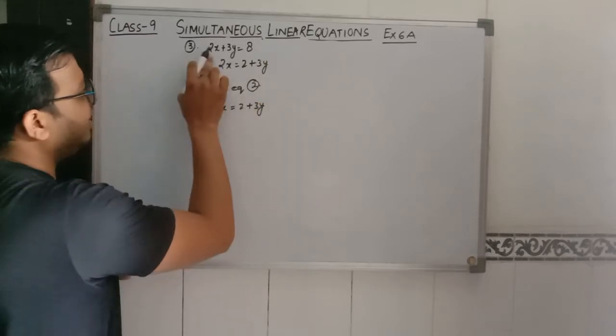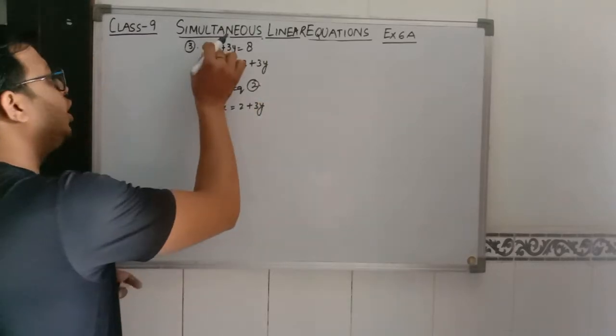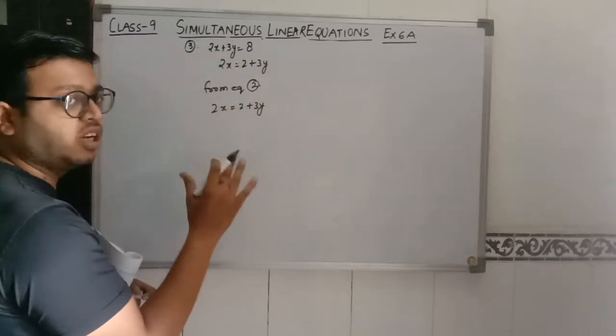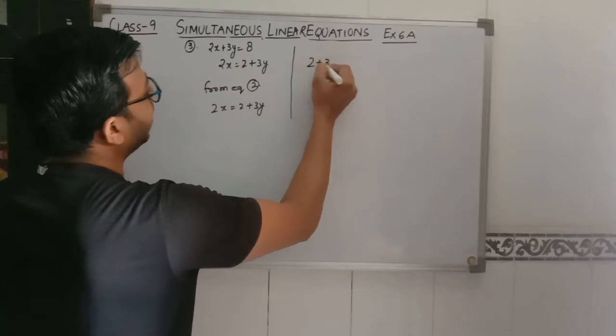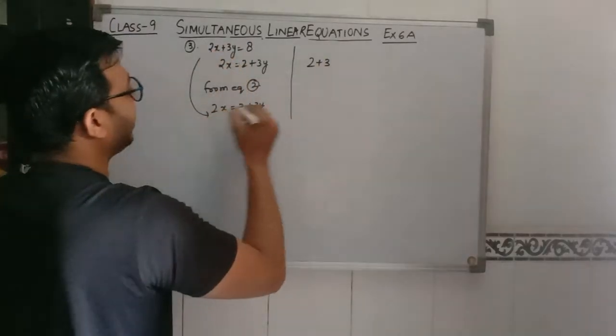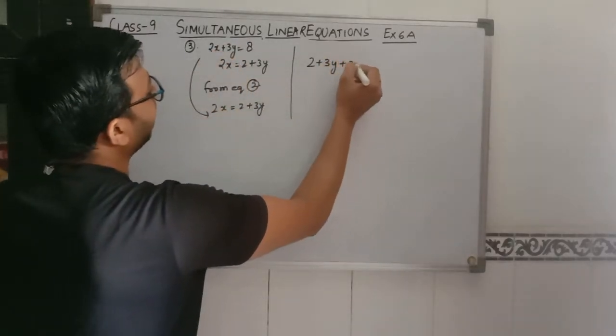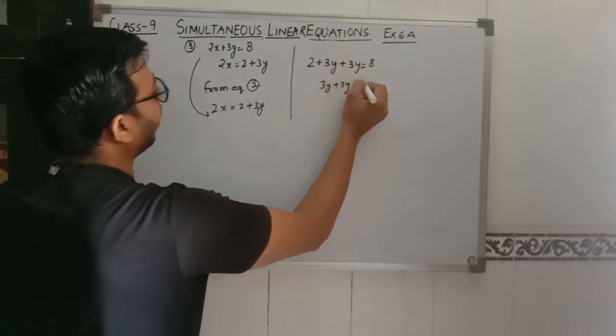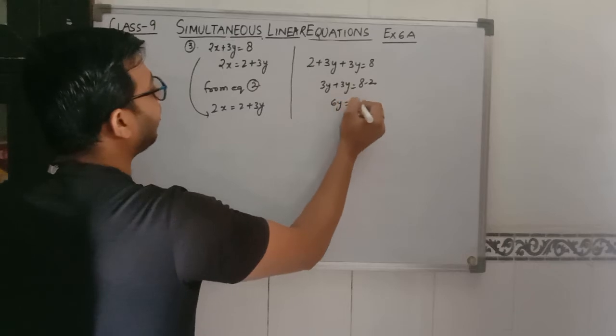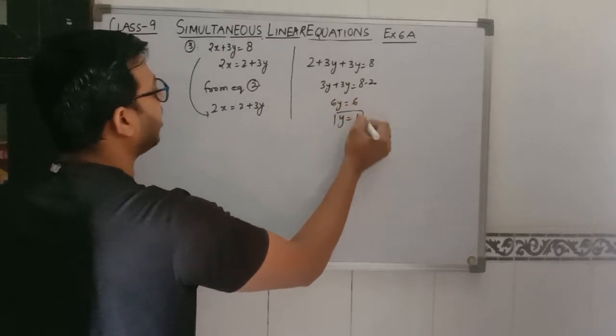Now you can see that in the first equation, directly 2x is written. So we don't need to change anything. In the first equation, we have to just replace. In the place of 2x, we are writing 2 plus 3y. Plus 3y is equal to 8. So 3y plus 3y is equal to 8 minus 2. 6y is equal to 6. So the value of y will come 1.